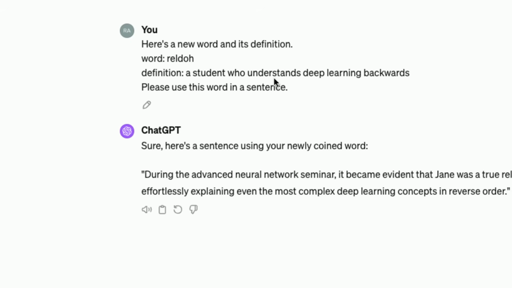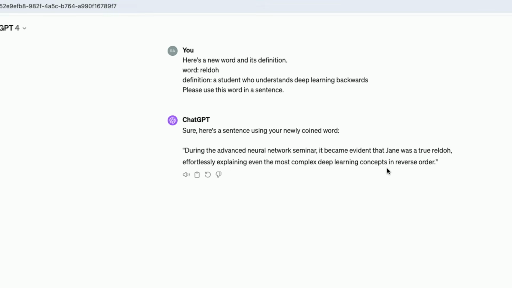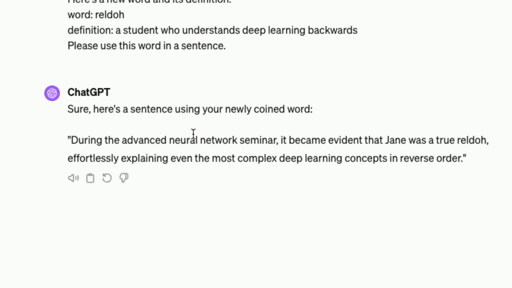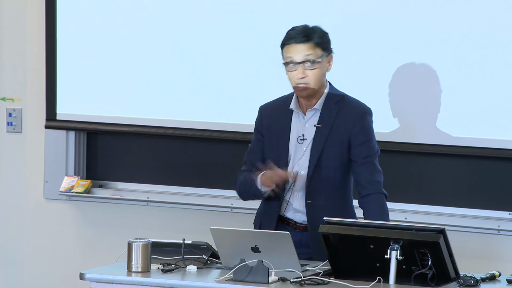I made up a word. I just did this yesterday or the day before. I said, here's a new word and its definition. The word is reldo, hodler backwards. The definition: a student who understands deep learning backwards. Please use this word in a sentence. And here is the sentence it came up with. I was a little shocked. "During the advanced neural network seminar, it became evident that Jane was a true reldo, effortlessly explaining even the most complex deep learning concepts in reverse order." Okay? So it clearly knows how to use anything you make up.